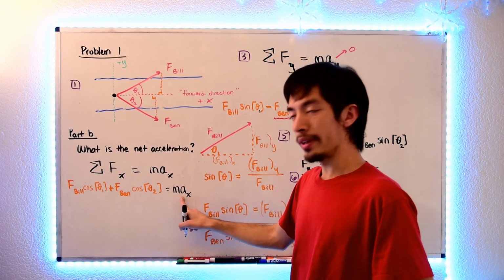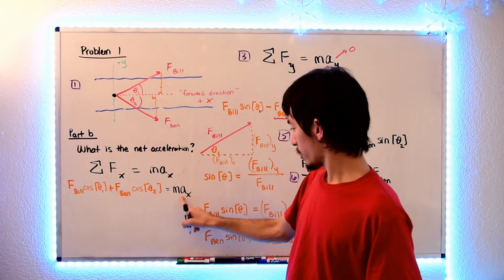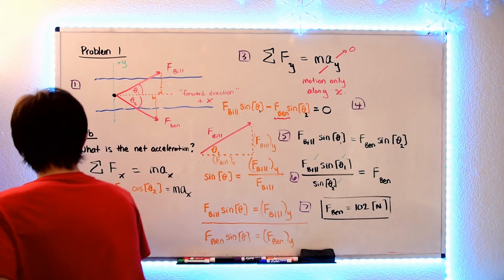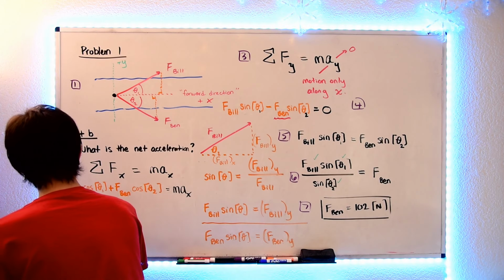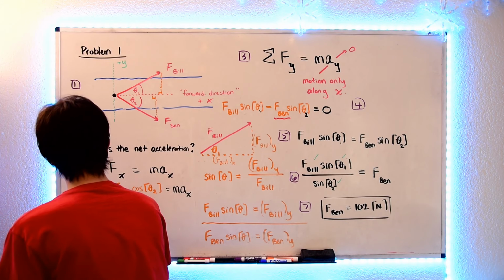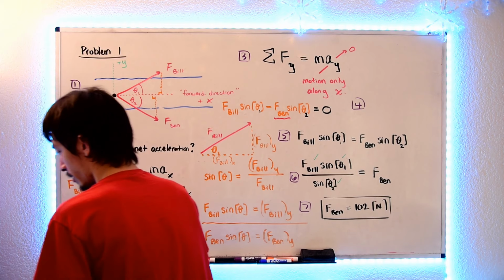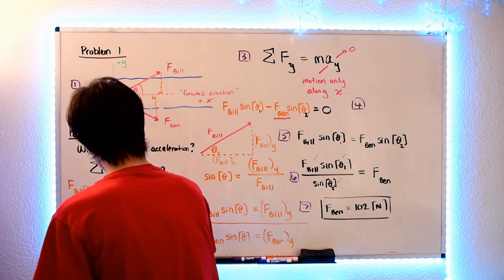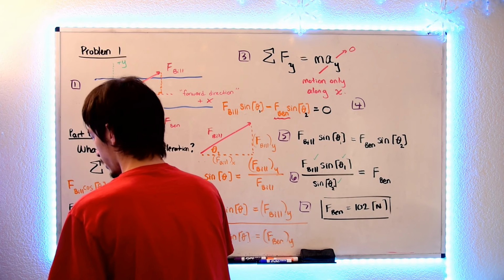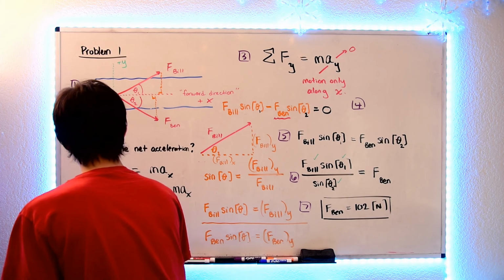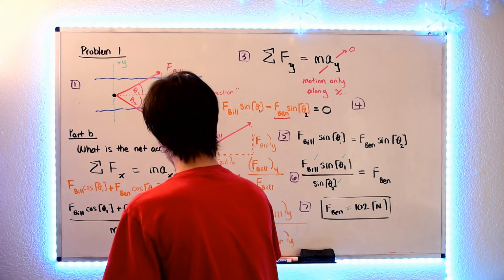We are solving for the acceleration, so we're going to just simply need to divide off by the mass to solve for that. So we should have all the stuff on the left side, force Bill cosine theta 1 plus force Ben cosine theta 2, all divided by the mass, is equal to the acceleration.